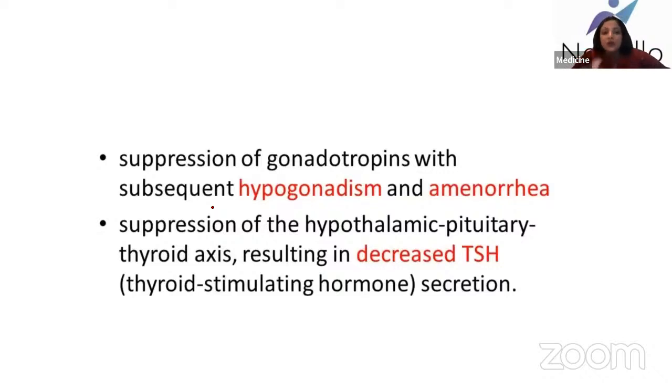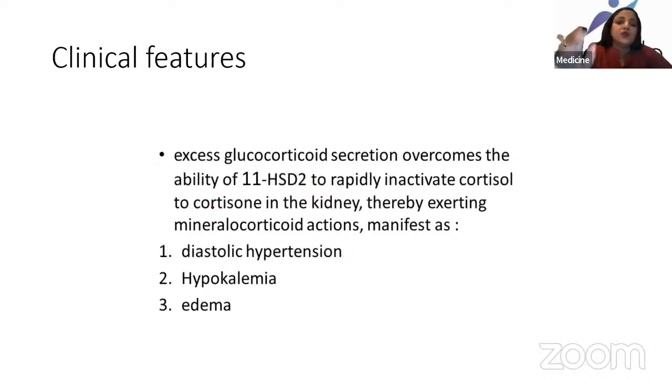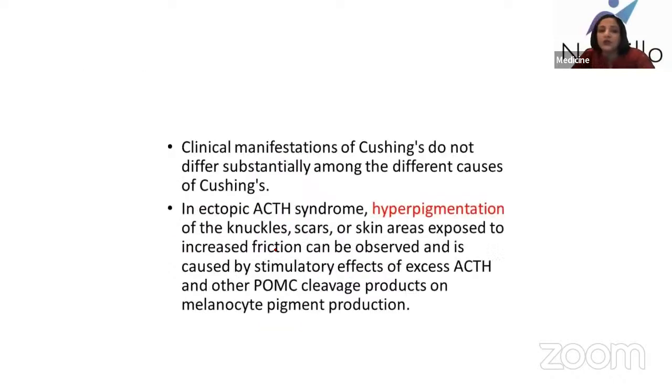Okay, then the suppression of gonadotrophins with subsequent hypogonadism and amenorrhea will occur, and suppression of the hypothalamic pituitary axis will lead to a lower TSH. Okay, now the other clinical features that we have to remember: there'll be excess glucocorticoid secretion, which overcomes the ability of 11 beta hydroxysteroid dehydrogenase 2 to rapidly inactivate cortisol to cortisone in the kidney. And this cortisol, which will be active in the kidney, will exert mineralocorticoid actions like diastolic hypertension, hypokalemia, and edema. Okay, a very important thing to remember.